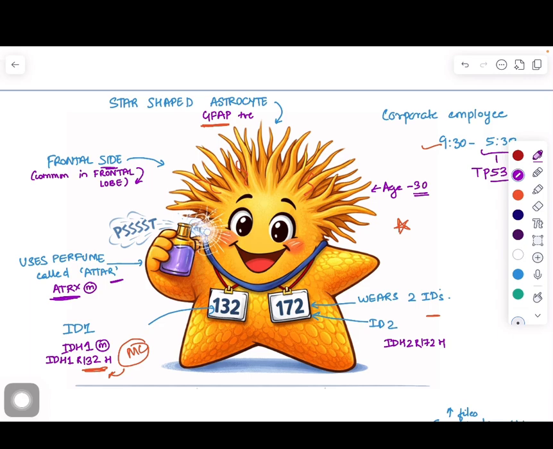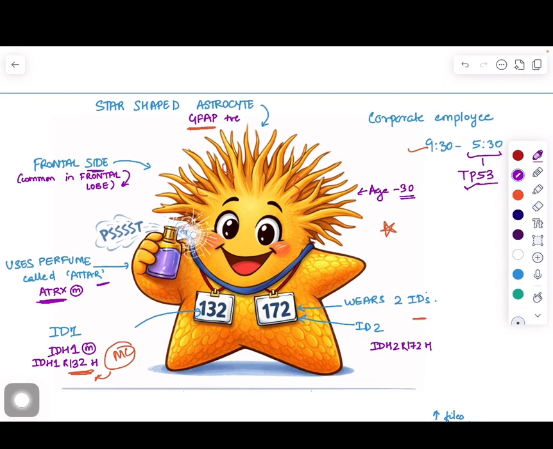So when we study oligodendroglioma, for which my comic character is already ready, we will understand why that comic character does not use a perfume and why this one uses. And so if you get a question on astrocytoma, remember ATRX mutation in this way. P53 mutation is also present.